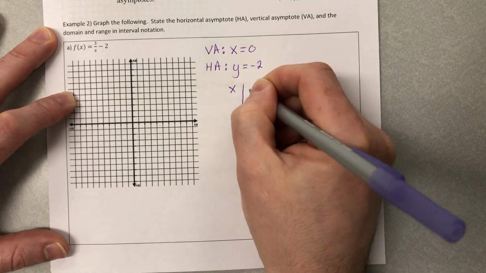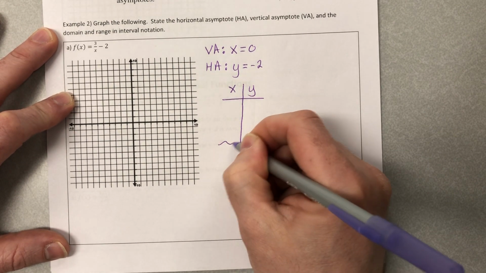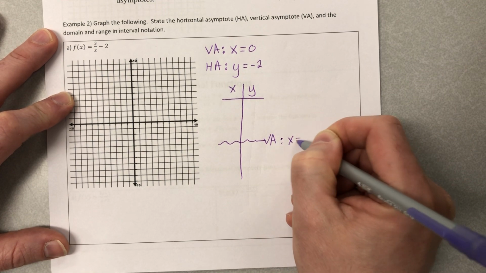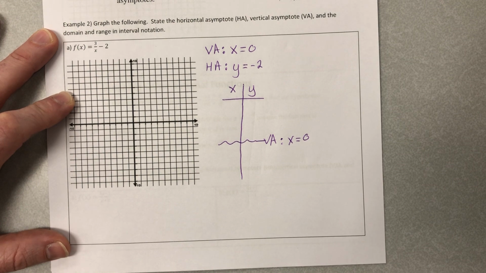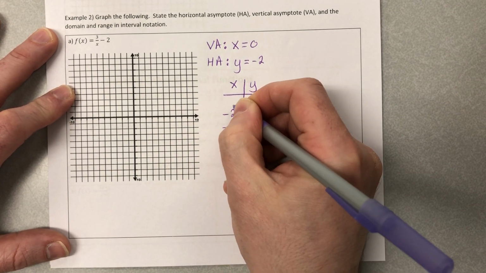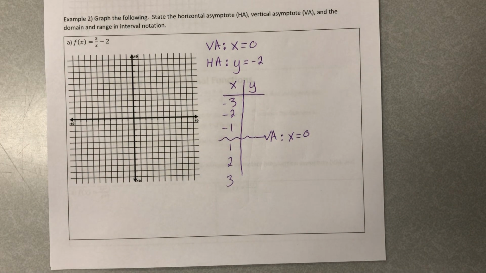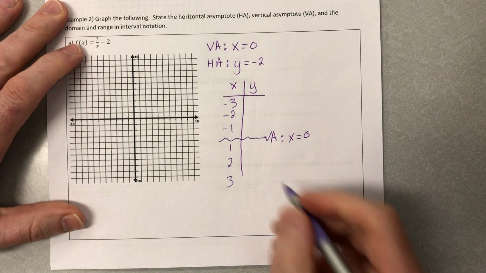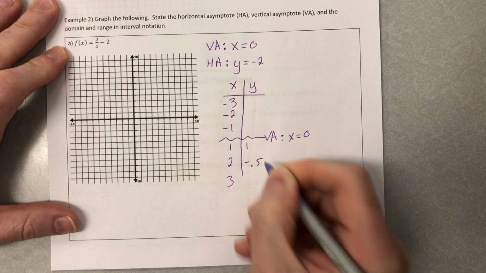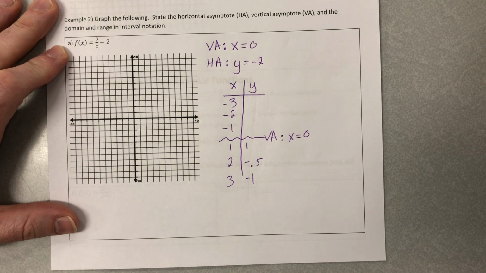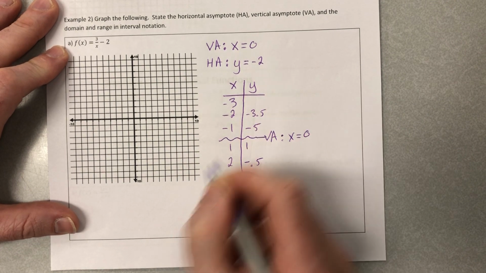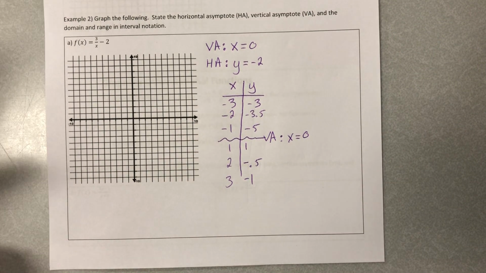So when I go through, I set up my table, I draw my vertical asymptote, which is x equals 0, and pick points to the right and left of that, which is 1, 2, and 3, -1, -2, and -3. All right, those values, when we plug them in, will be 1 for 1, 2 will be -0.5, and 3 will be -1. -1 will be -5, -3.5, and -3.